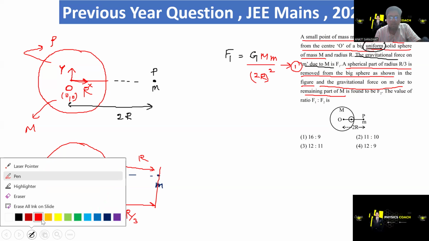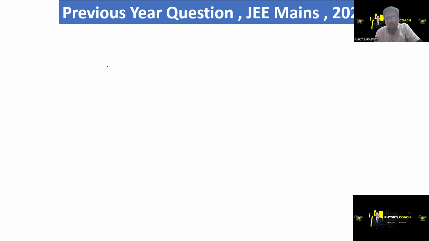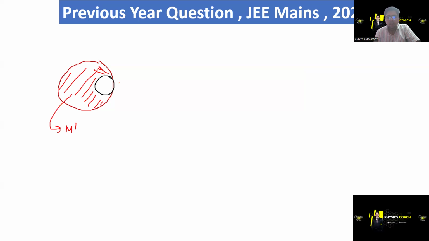Why am I doing it like this? Just look, I will draw the same thing on the next page. The remaining portion will be like this, a solid sphere, and we have a vacant space, a cavity. The remaining mass is distributed here only, and there is no mass in this cavity. Not only gravitational force of attraction, they can ask many questions, like in electrostatics, find the electric field or the magnetic field of the remaining portion.